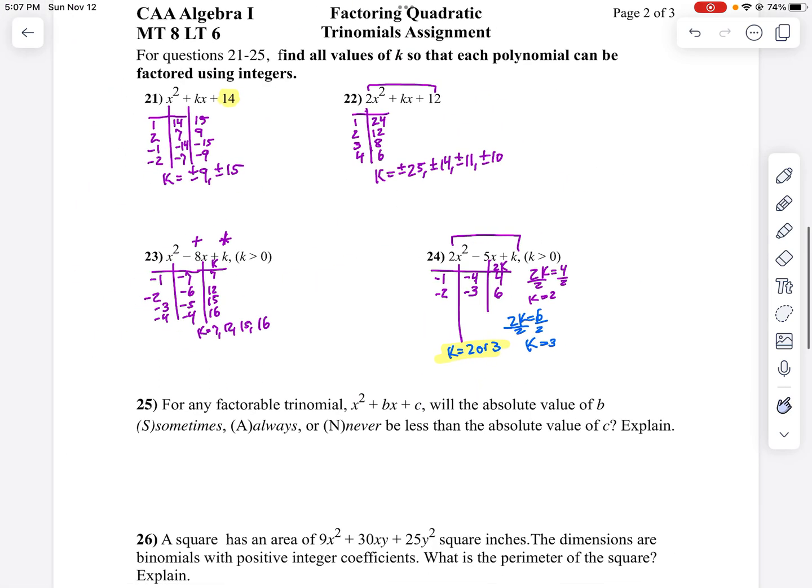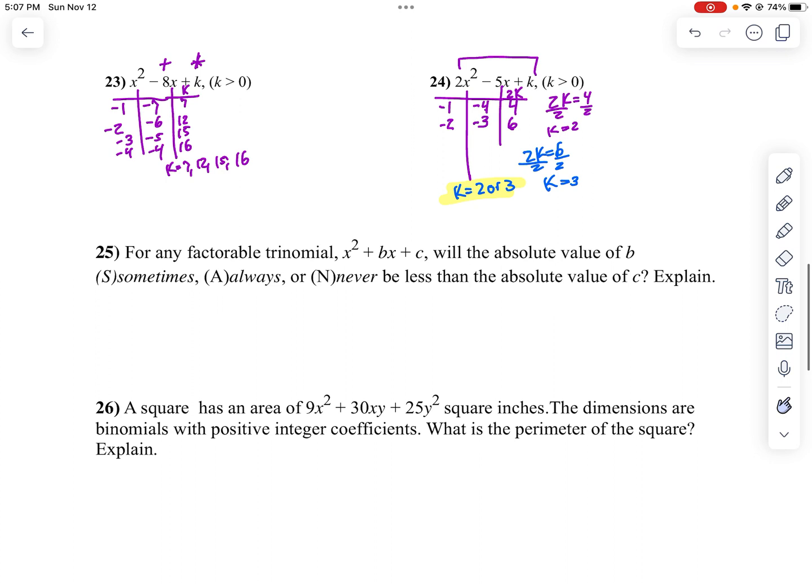And if we take a look at number 25, based on what we've just been doing, hope you've seen that the size of B and C don't matter. It's more like the sign. So it could happen. So that's sometimes. The absolute value of B could be less than the absolute value of C, could be the same, or it could be greater than, because we're really looking at the factors.